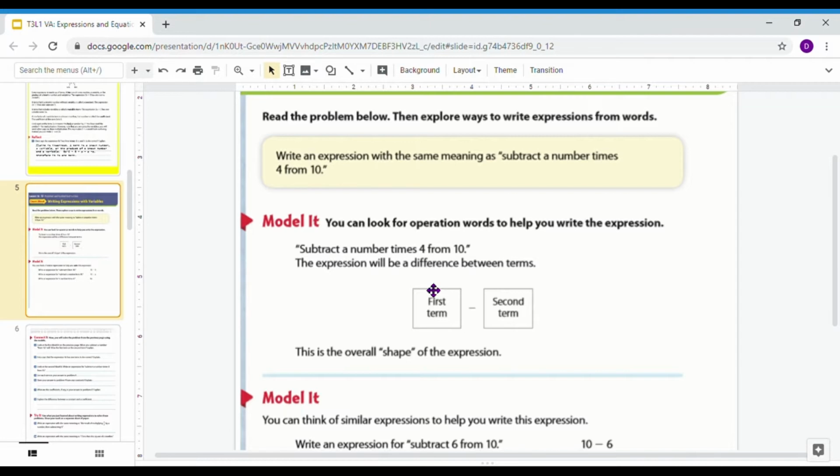It makes it easier to kind of hone that in and say, oh, the number times 4 is this term, so I'll put that there. It really makes it easier. So writing this down is pretty important. So this is the first step.